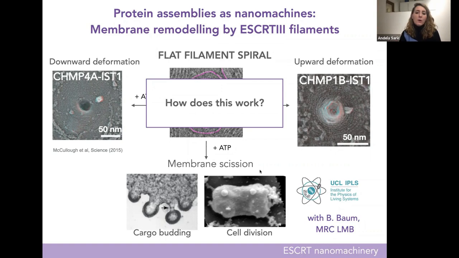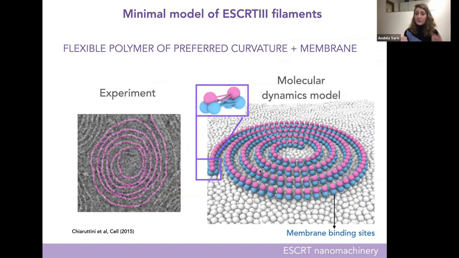So we decided to again do something very similar, build a simple beads and springs model where we build a spiral out of three beaded units. It took us a long time to realize that three beads is the minimal unit needed to specify chirality in 3D. And then these beads, these are simple Lennard-Jones beads, and these are springs. So the blue beads adsorb onto the membrane.